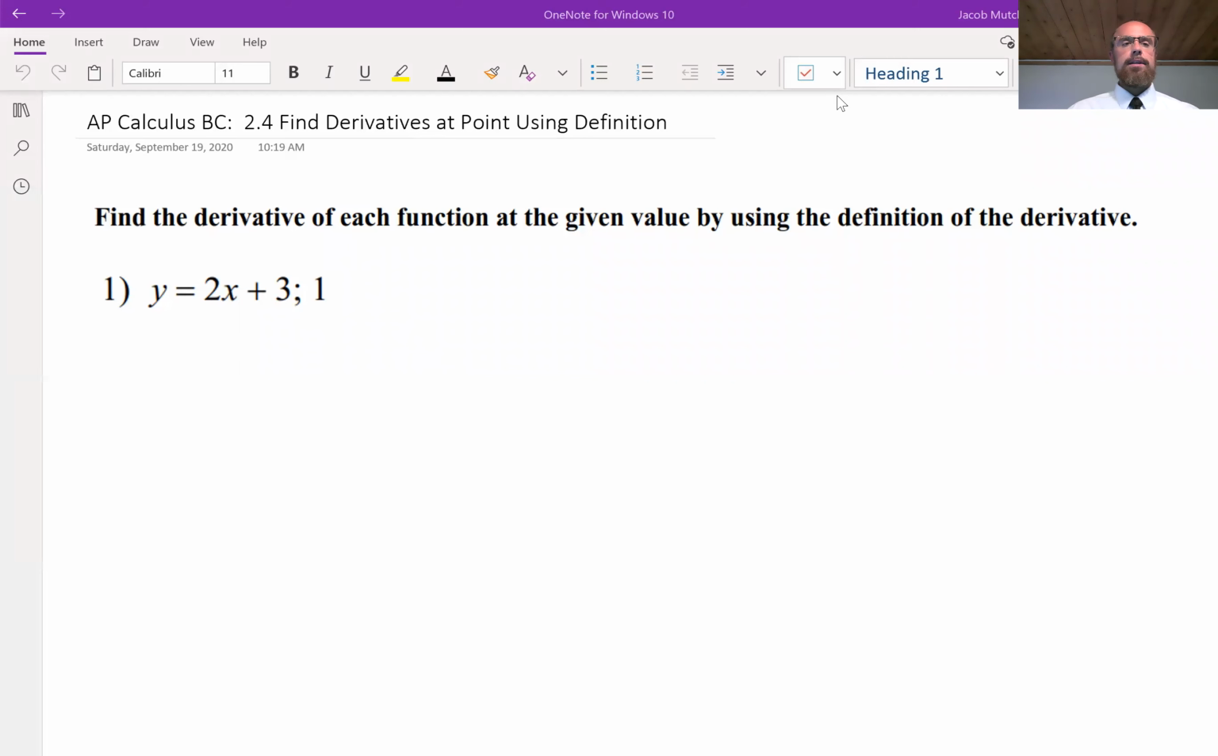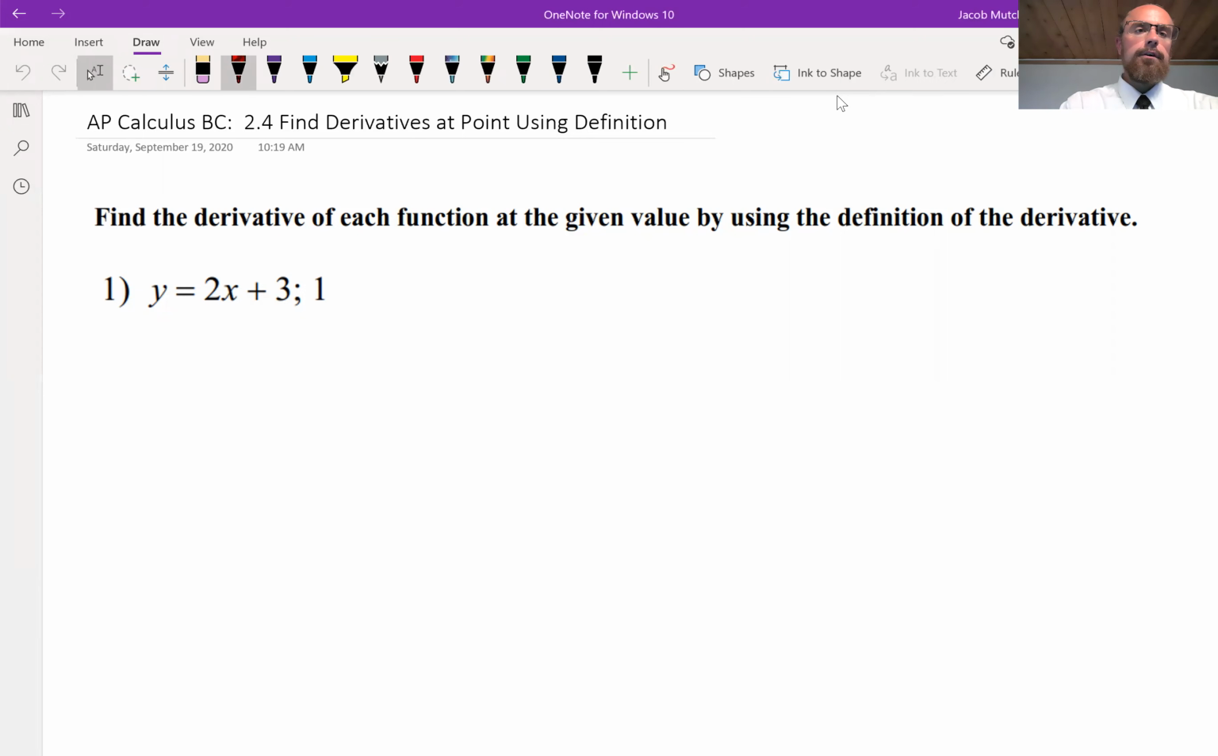Let's take a look at this first example where we find the derivative of a linear function. Our function given is y equals 2x plus 3, and we're interested in taking the derivative of that linear function at the x value of 1. So we need to remember our definition of a derivative in order to complete this task. So let's write that out first.